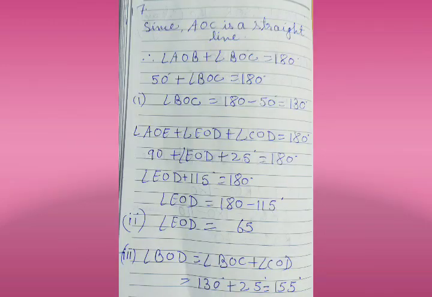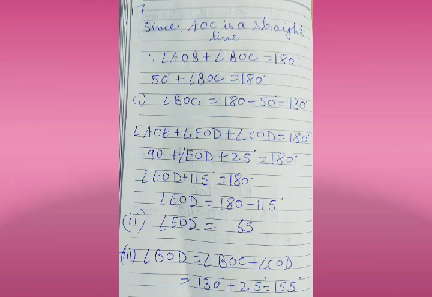Next, AOE plus EOD plus COD, this is equal to 180 degree. Again the same reason, AOC is a what? Straight line. Then the value of AOE is 90 degree, EOD you have to find out and then COD is 25 degree. So value of EOD will be equal to 180 minus 115 and this is equal to 65 degree.